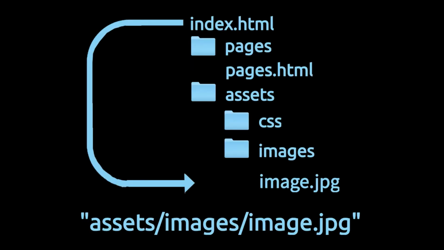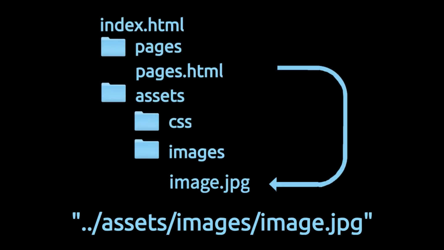So in this example, to get from the index.html page to the image.jpg file, you would write assets/images/image.jpg. But to go to the same file from the page.html file that is in the pages folder, you would write ../assets/images/image.jpg.